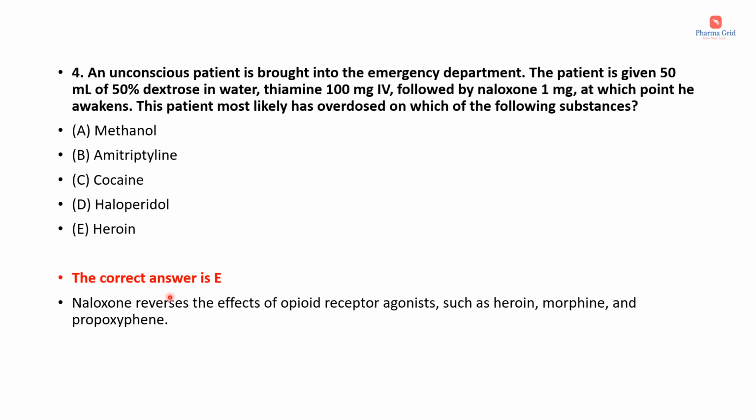Here, the correct answer is option E, that is heroin. Naloxone reverses the effects of opioid receptor agonists such as heroin, morphine, and propoxyphene.